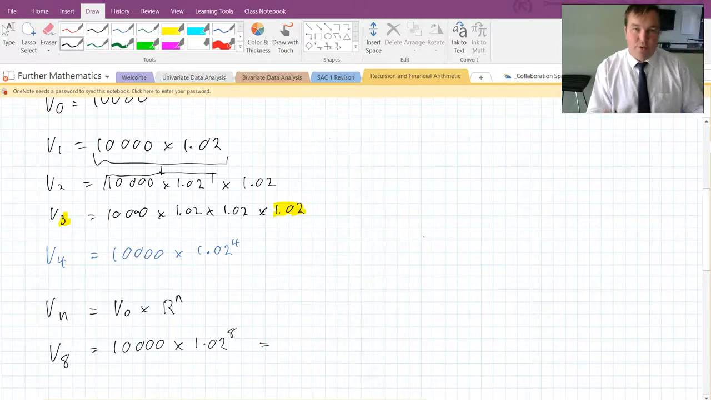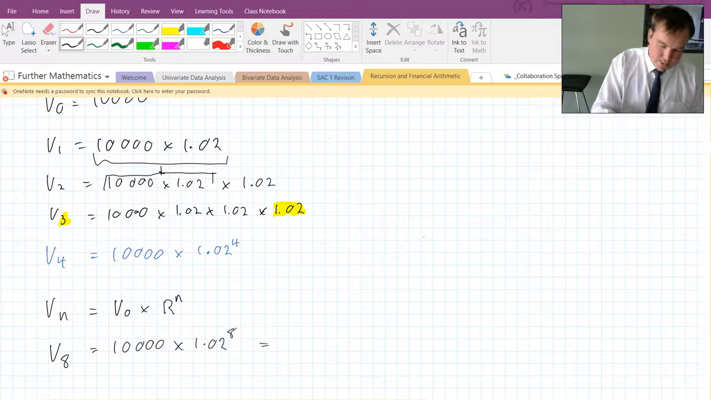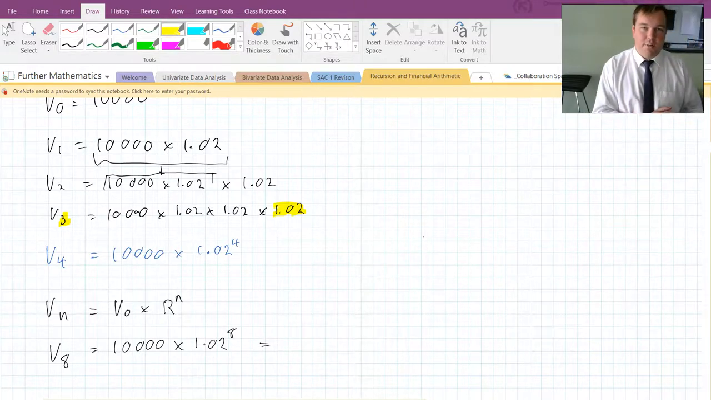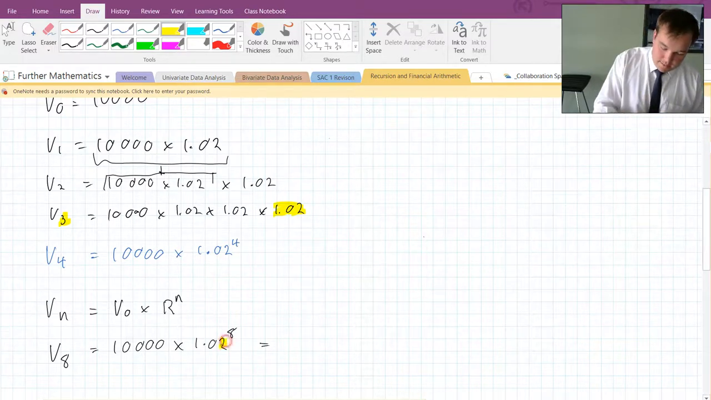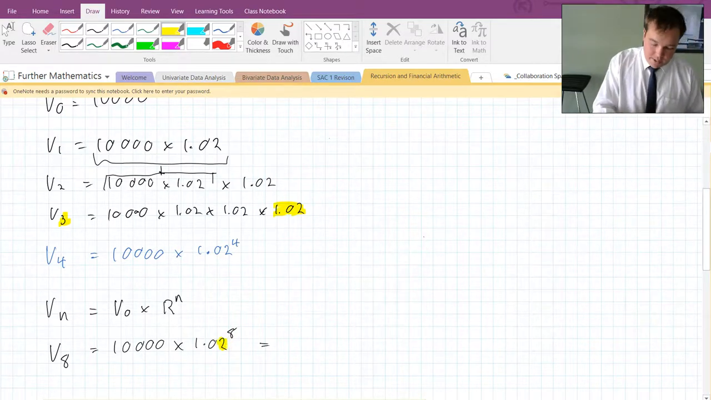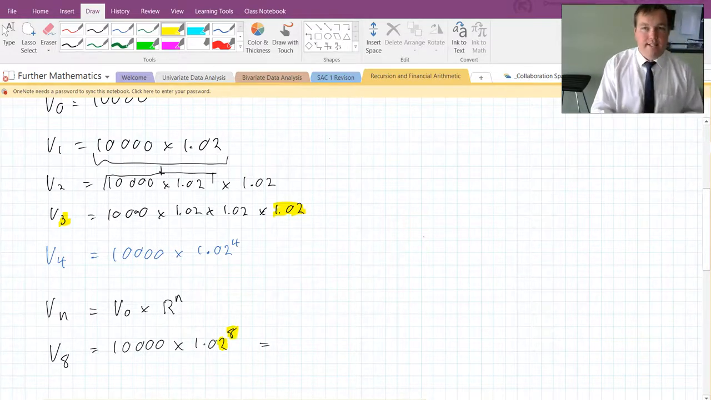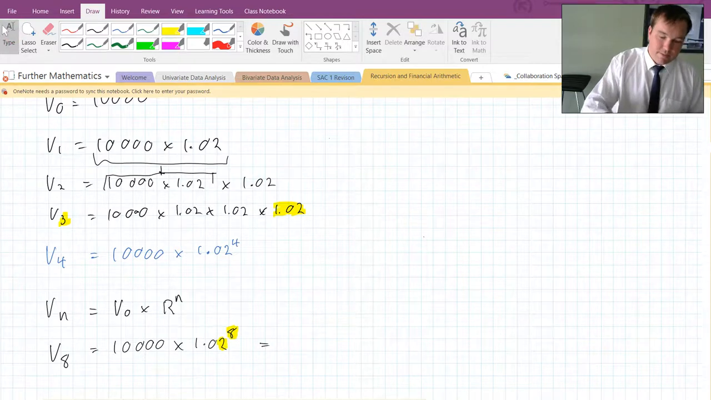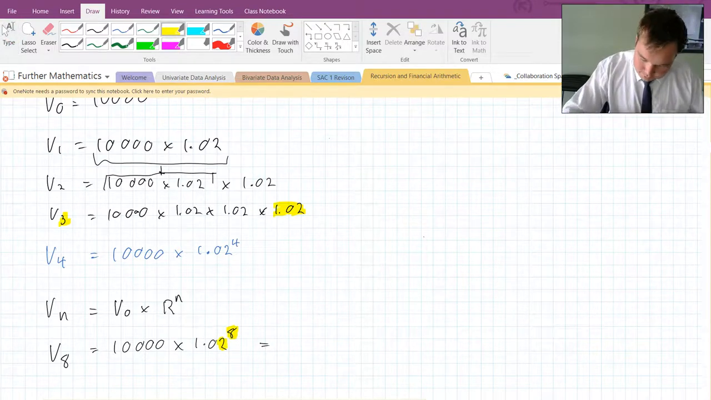Now, some of you who have done financial mathematics last year will say, this looks a lot like the compound interest formula. And yes, that's exactly where the compound interest formula has come from. It's come from recursion, and last year we just jumped straight to the formula to use it. But you might notice that this here is the percentage per quarter, and this here, the 8, is the number of quarters. It's exactly the same as we did in year 11. Alright, so let's actually work that one out.